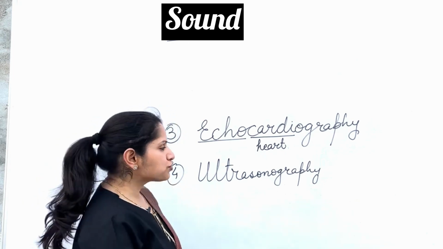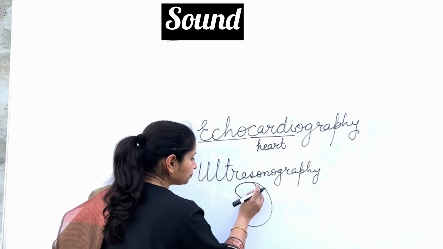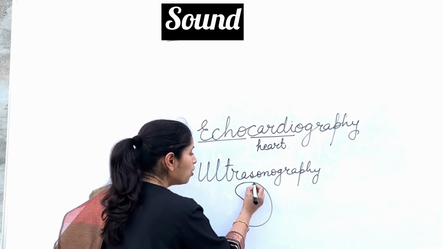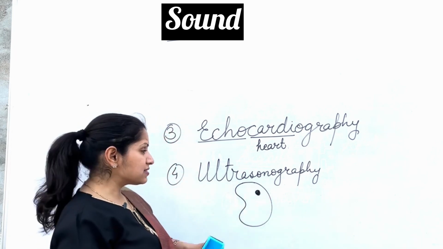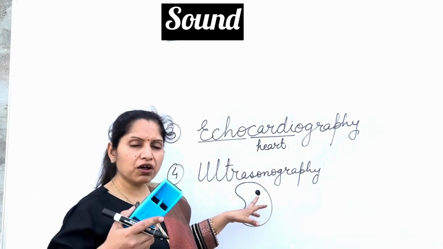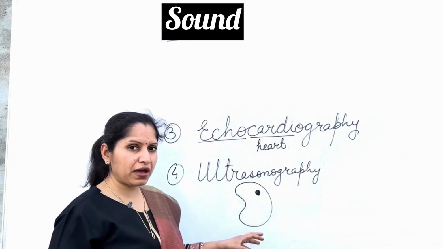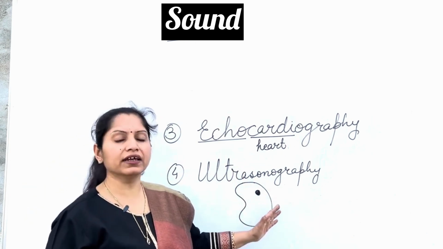Suppose this is your kidney and there is some tumor or some stone in the kidney. The density of tissues here is different from the rest of the tissues. So the number of sound waves that are reflected back from this area will be different as compared to the rest of the kidney.